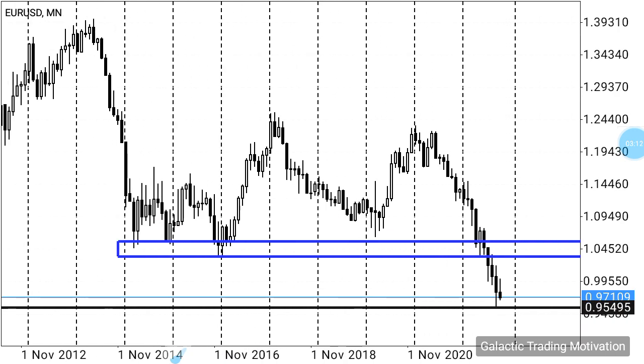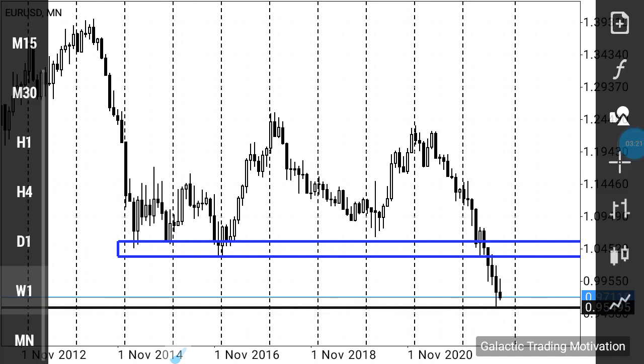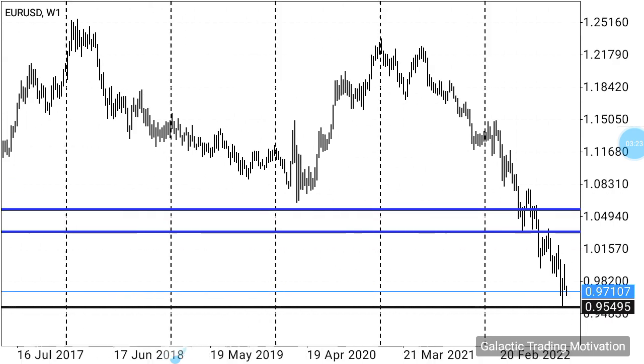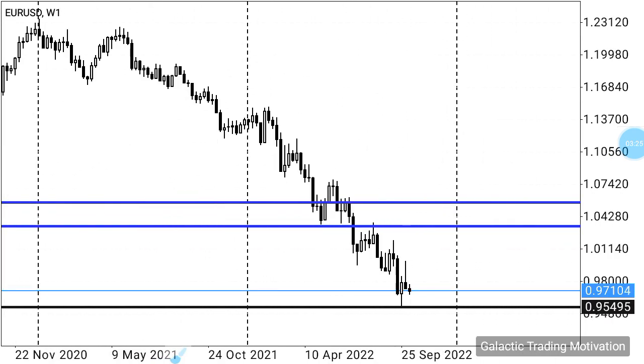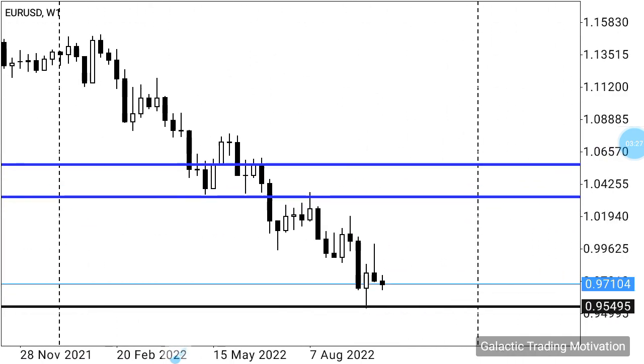So is there anything else that we see on this particular chart of EURUSD that we should be paying attention to? I don't think so at this point in time. So what I will do is head down to the weekly chart, and here we are on the weekly chart. What do we see on the weekly chart that is interesting?